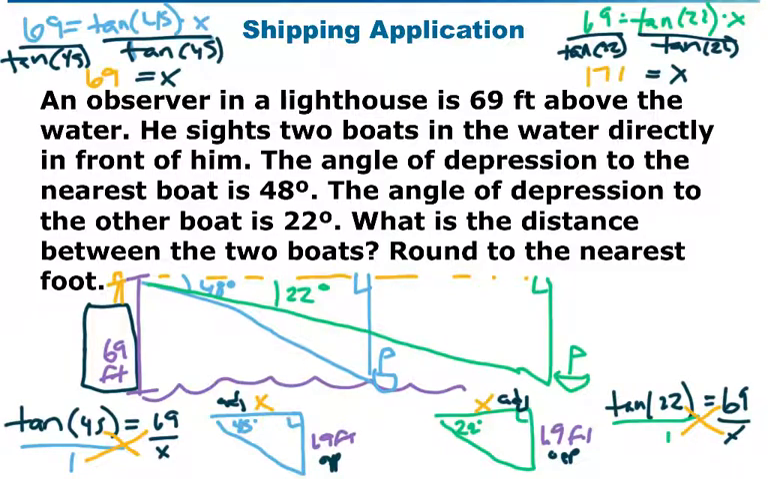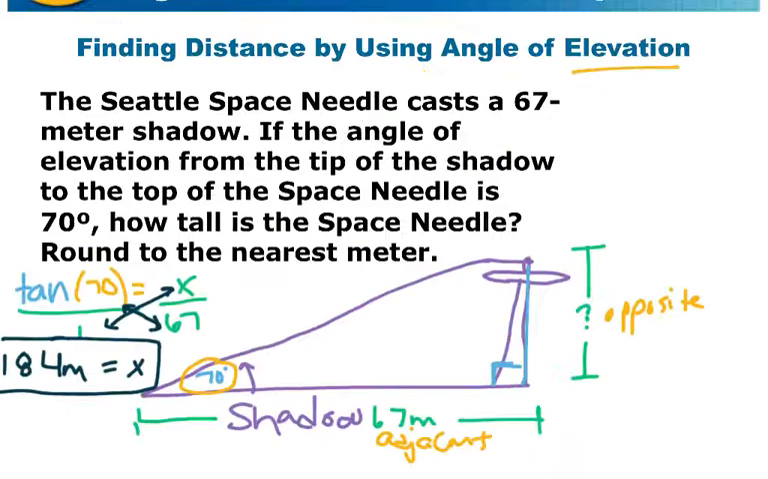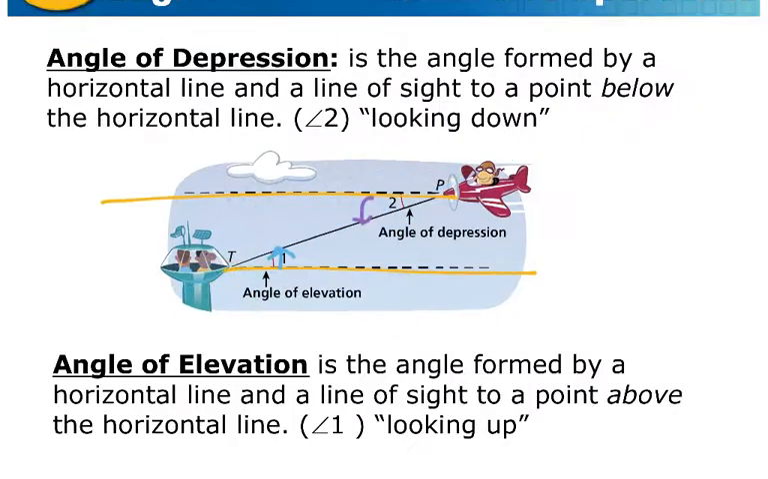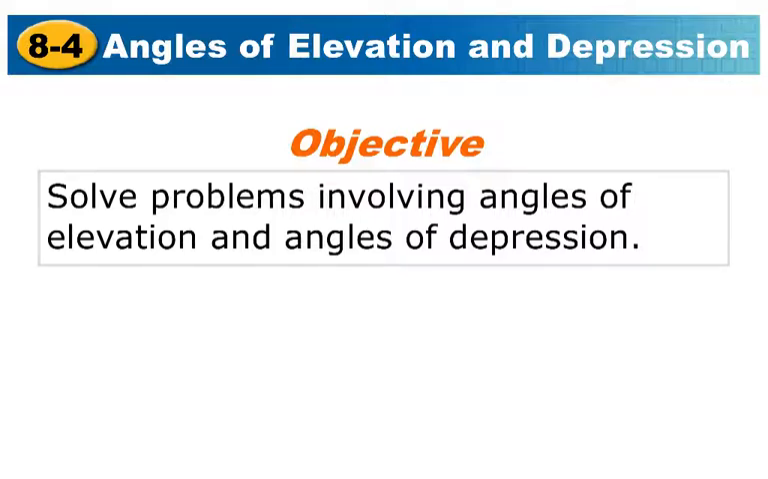And so in order to find the distance between them, we take 171 minus 69, and we get 102. What were we saying, feet? Yep. Feet between those two boats. Alright, so that is our angle of elevation and depression. So basically in your assignment, you're going to set up some right triangles and then use your trig to solve.